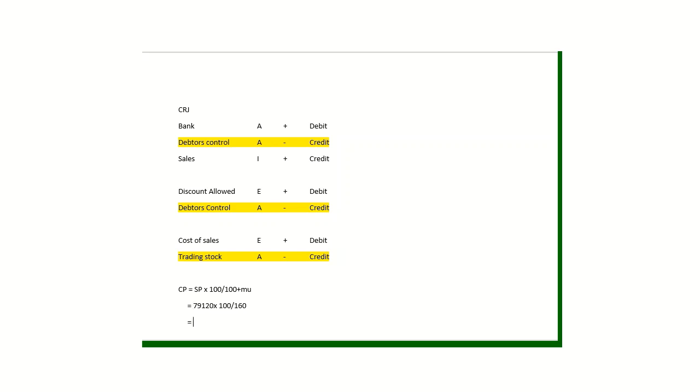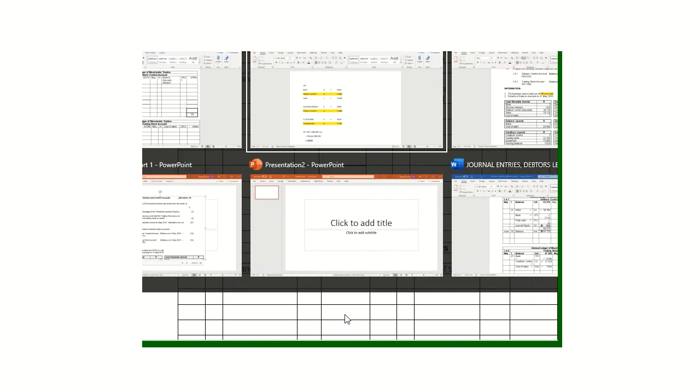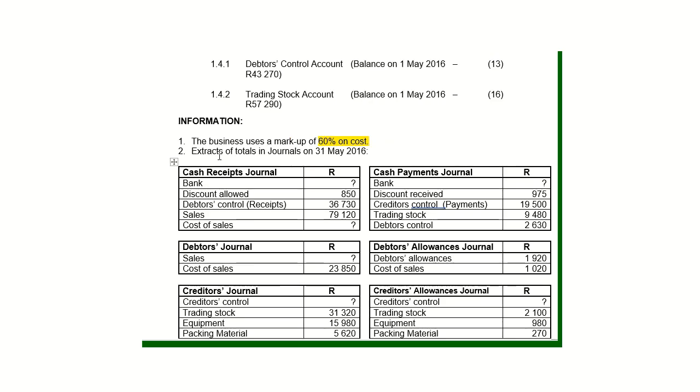49,450. So my cost of sales is 49,450, which means I need to credit trading stock with 49,450. Good, so now I've done everything for the CRJ.